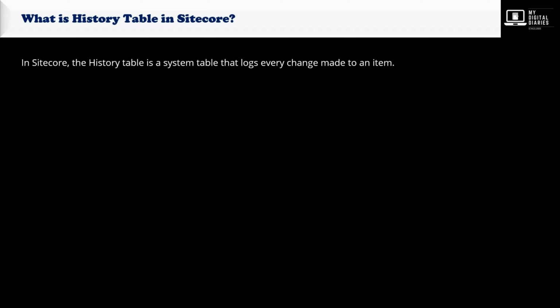In simple terms, whenever you make a change in Sitecore, whether you create a new item, update its content or even delete it, Sitecore makes a note in the history table. It means the table becomes a complete log of item level activity, which is crucial for system processes and for administrators who need to track what's happening.